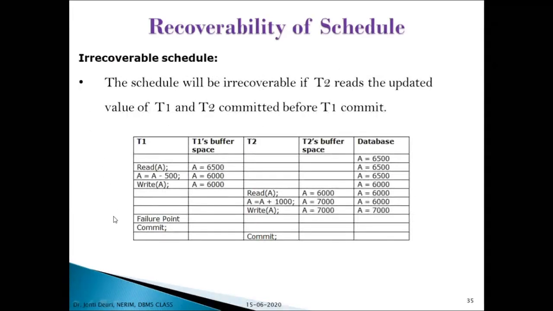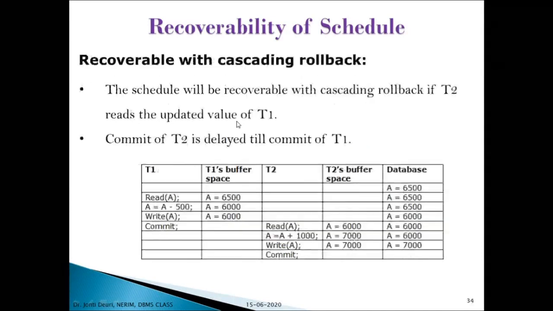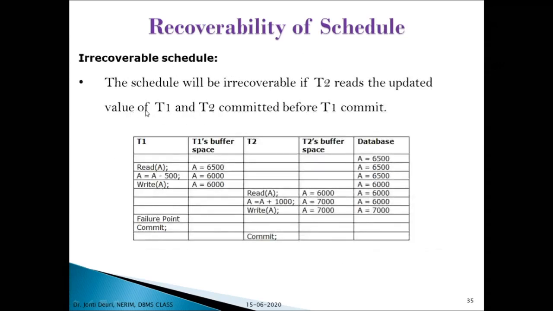Another one is the irrecoverable schedule. So we have the recoverable schedule with cascading rollback, and then the next one is the irrecoverable schedule. In this schedule, if T2 reads the updated value of T1, then T2 commits before T1 commits. Okay, here you can see again T1 read and T2 buffer, all these things will happen.